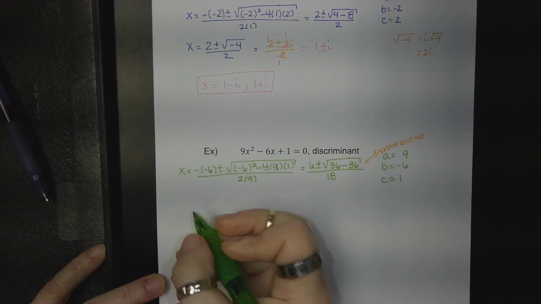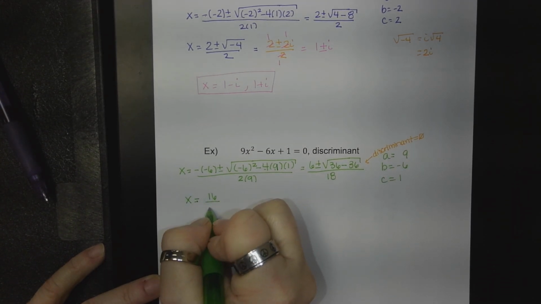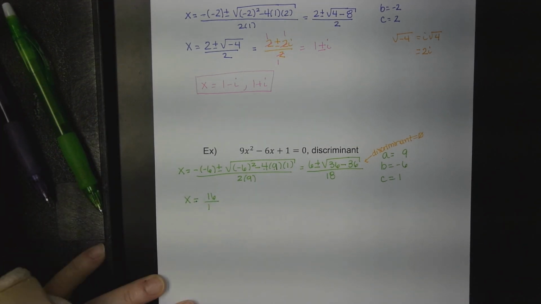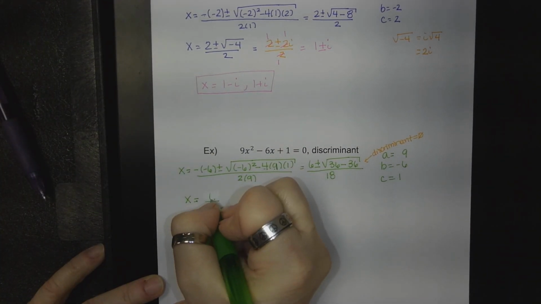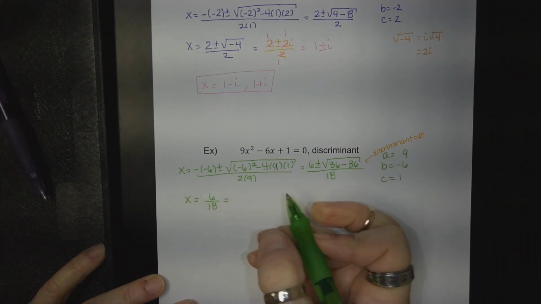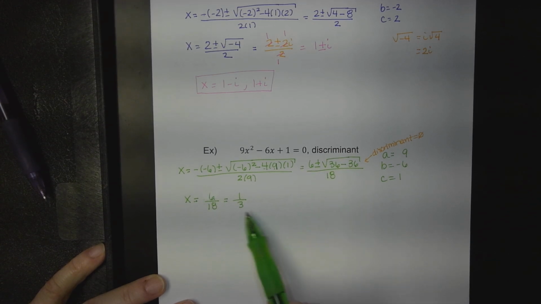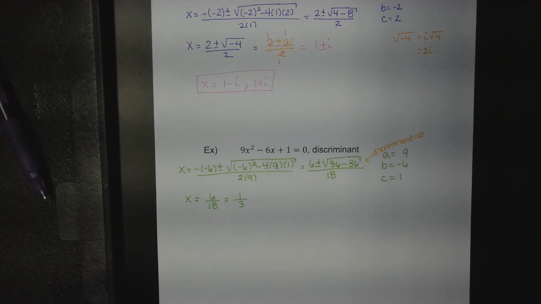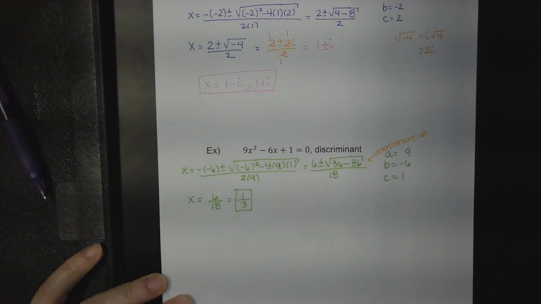So when we go ahead and solve this, we're going to have x equals 6 over 18, which is going to be 1/3. Because it's just 6 plus or minus 0, so 6 over 18. And our answer would be 1/3. That's the answer for this one. Okay?